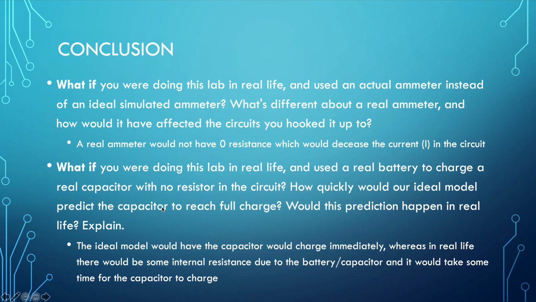In conclusion, if we'd done this lab in real life, an actual ammeter would not have 0 resistance, and so the current would decrease in the circuit. And if we had done this lab in real life using a battery to charge a capacitor, and there was no resistor in the circuit, our ideal model would predict the capacitor would reach full charge immediately, whereas in real life there would be some resistance due to the battery, capacitor, and even the wires, so it would take some time for the capacitor to charge.